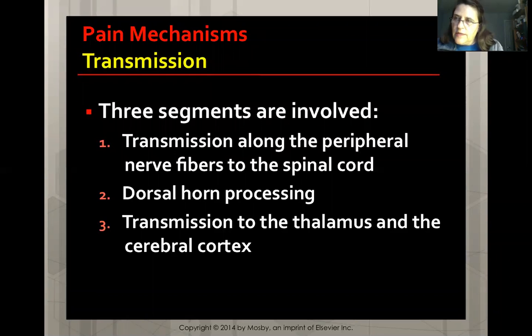Transmission has three segments involved. It's transmission along the peripheral nerve fiber to the spinal cord, and the dorsal horn, which is a processing portion of it, and then transmission to the thalamus and the cerebral cortex. As the nerve carries pain impulses along the spinal cord, we can use sodium channel blockers that help block the pain.